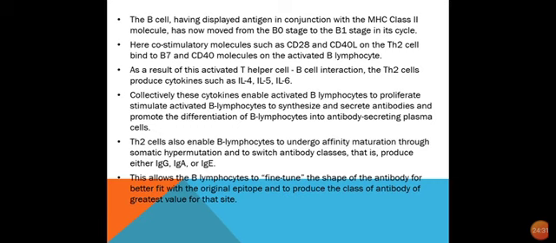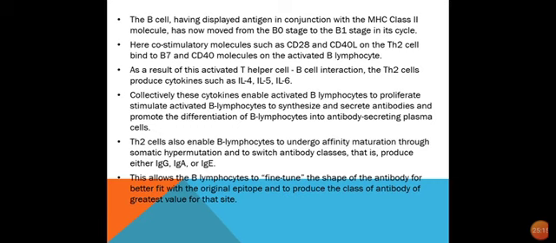Here co-stimulatory molecules such as CD28 and CD40L on the T helper 2 cell bind to B7 and CD40 molecules on the activated B lymphocytes. As a result of this activated T helper cell B cell interaction, the T helper 2 cells produce cytokines such as interleukin 4, 5, and 6. Collectively, these cytokines enable activated B lymphocytes to proliferate, stimulate activated B lymphocytes to synthesize and secrete antibodies, and promote the differentiation of B lymphocytes into antibody secreting plasma cells.